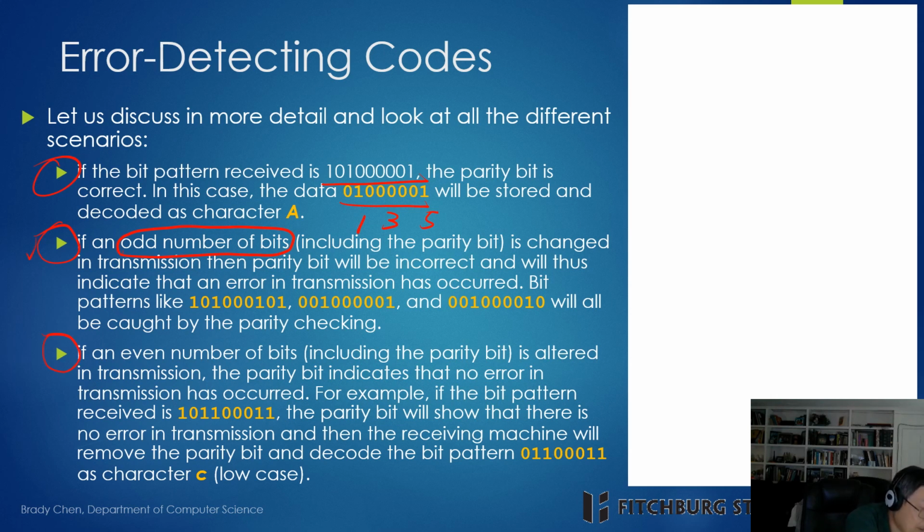Now the last case is the toughest case. If an even number of bits, including the parity bit, is altered in transmission, like this case: 1 0 1 0 0 0 0 0 1, and that's the parity bit. During the transmission, an even number of bits, let's say 2 bits, are altered.